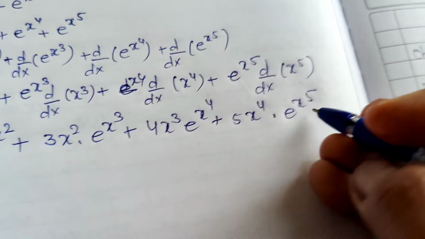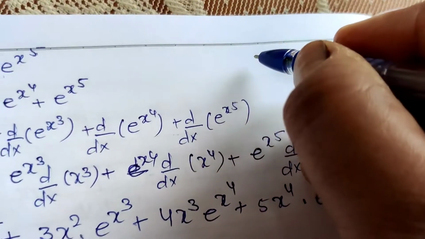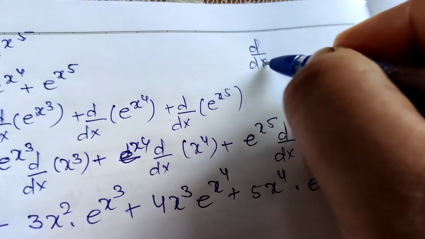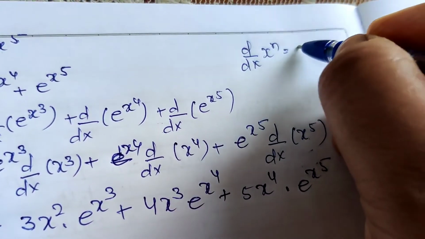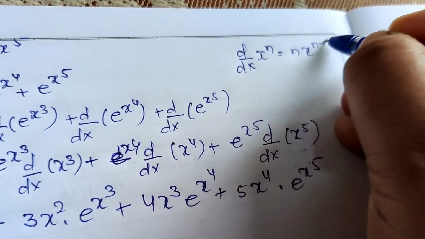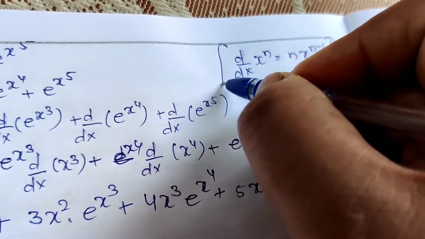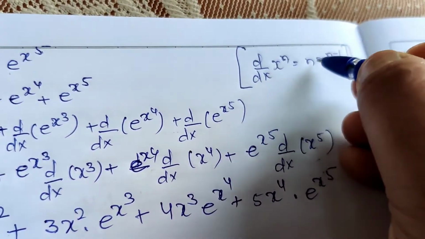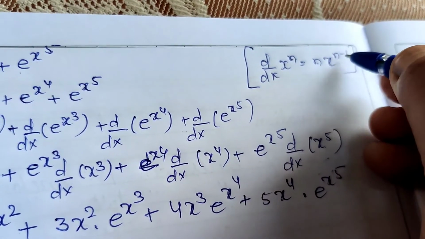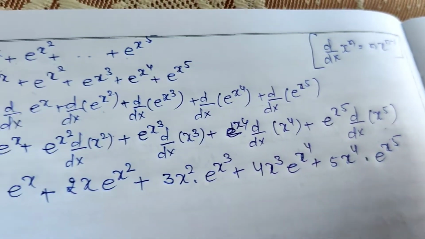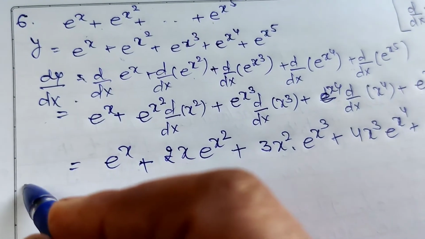Differentiate them by this rule: differentiation of x raised to power n equal to n x raised to power n minus 1. If it is x raised to power 3, it means 3 x raised to power 3 minus 1, 2. Okay.